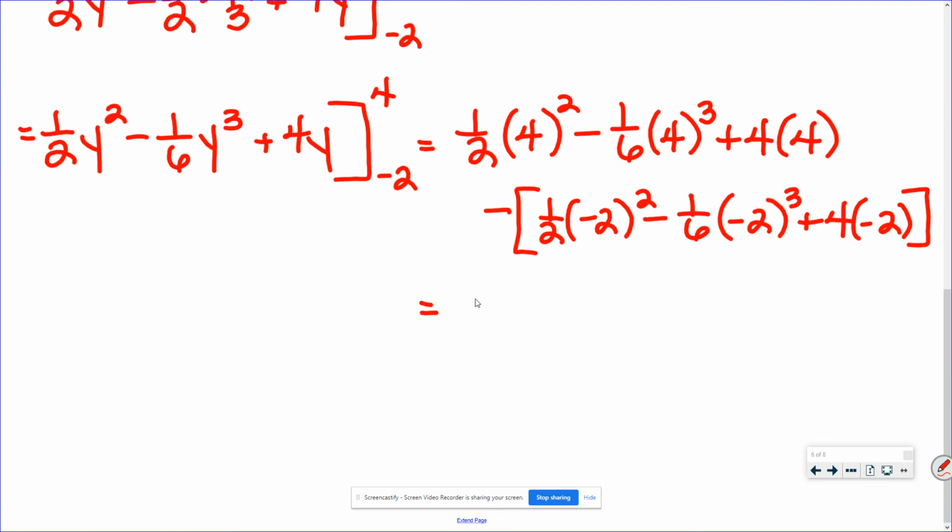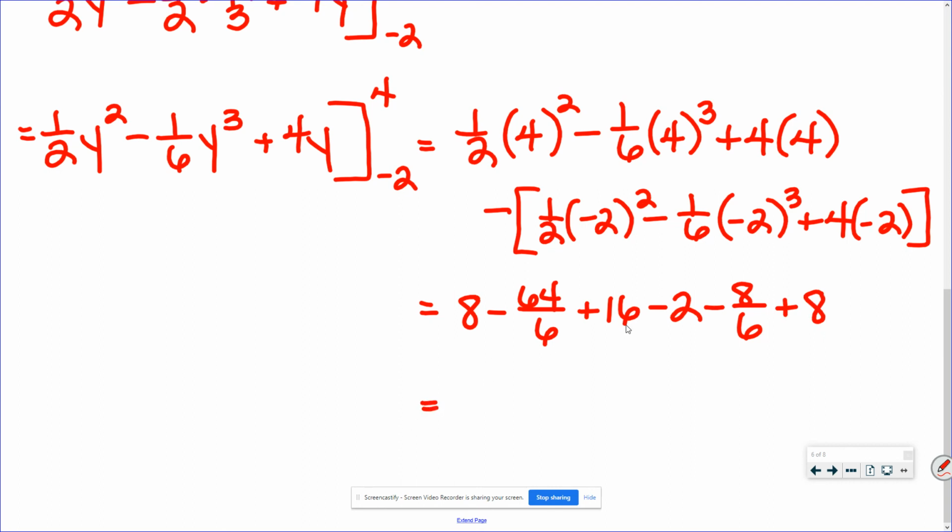Looks like this is going to be 16 times half, that's 8. Then we have 64 times 1/6. I'll just call it 64 over 6 for right now. Plus 16. In this part, I've got 4 times half is 2, but there's a minus, so -2. This would be -8 times -1/6. That's positive, but the negative in front makes it negative. And I'm just going to keep it 8 over 6 for now. And this is -8, but the negative in front all the way over here makes it a plus 8.